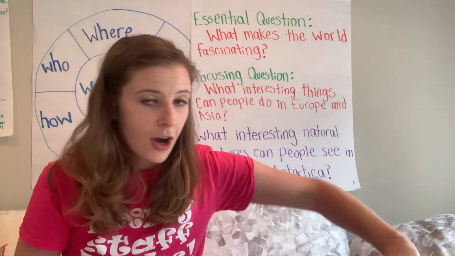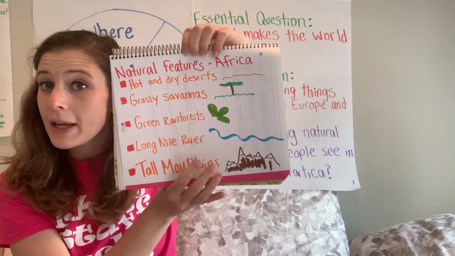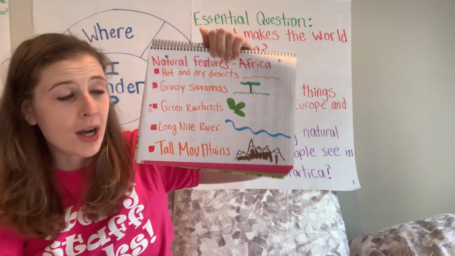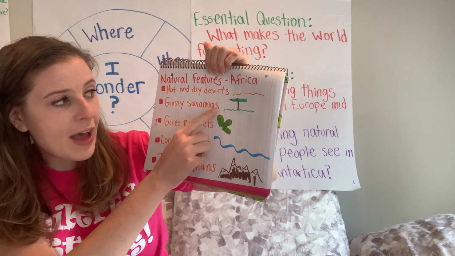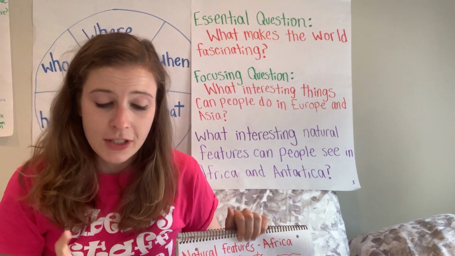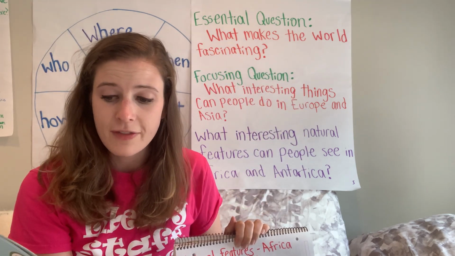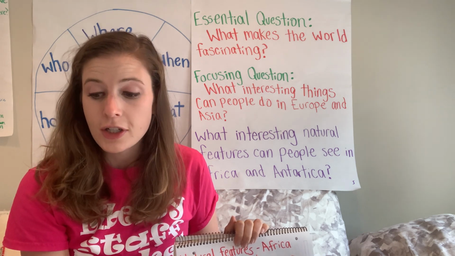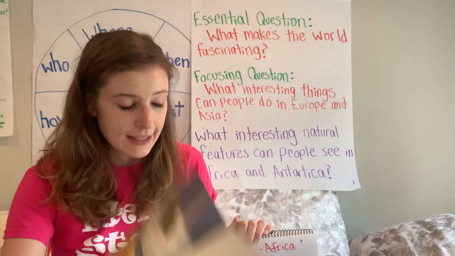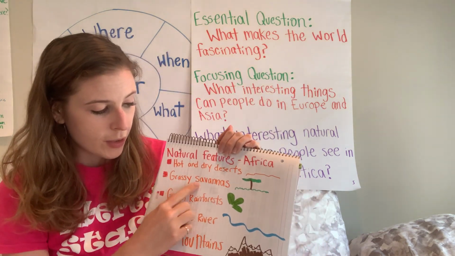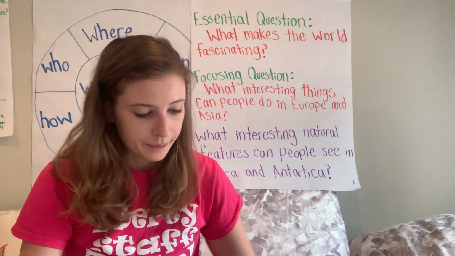So we're going to put it now on our chart. You can make a chart too at home if you would like. So I put grassy savannas because the author did not just say savannas. The author described it, used a descriptive word, and said grassy savannas. So that's why I put grassy savannas there.